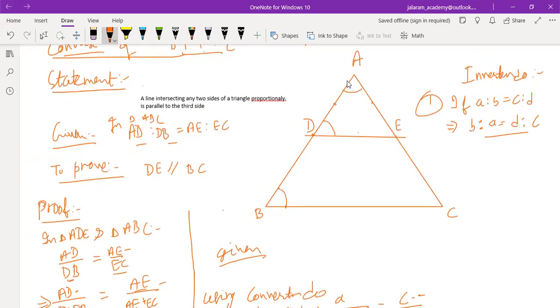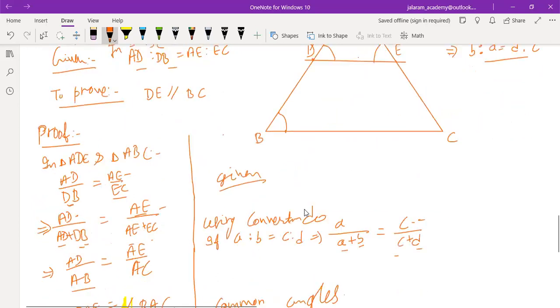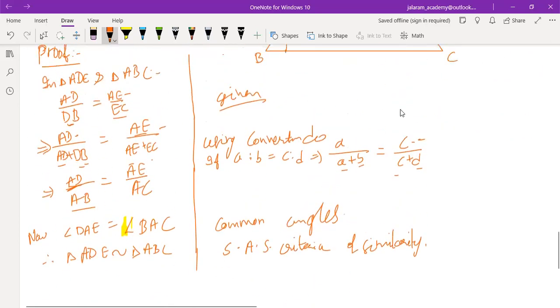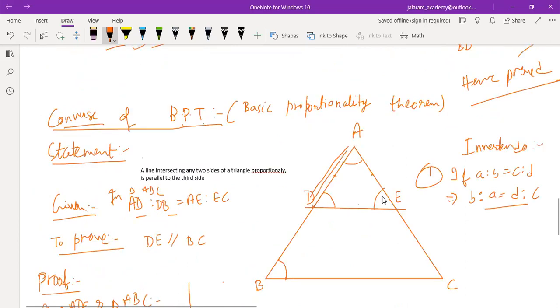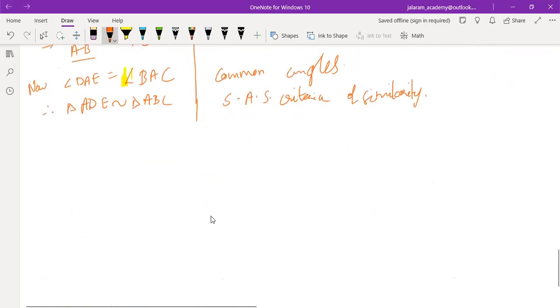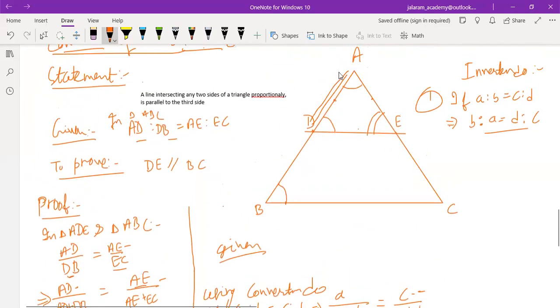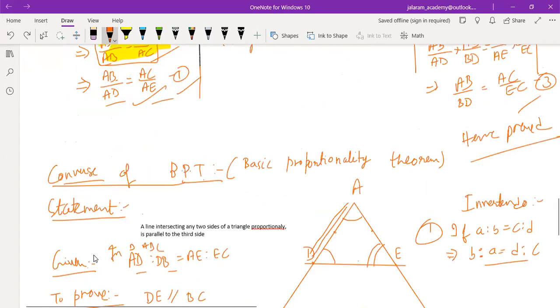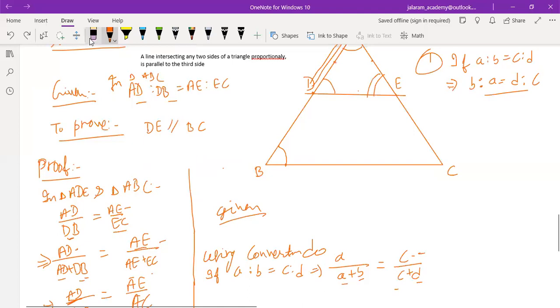So the angle opposite to AD, AD is at the numerator, and the side opposite to AD in triangle ADE is angle AED, and at the denominator side AB is there, and the angle opposite to side AB of triangle ABC is angle ACB. So these two angles are equal, and similarly these two angles are also equal, and we need to write only one pair of angles which are equal to prove that the sides are parallel.